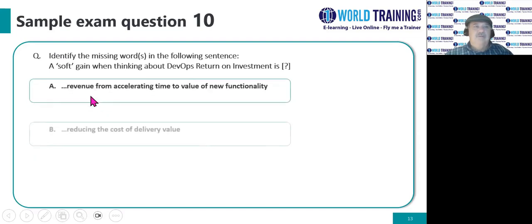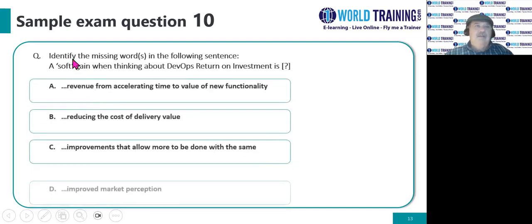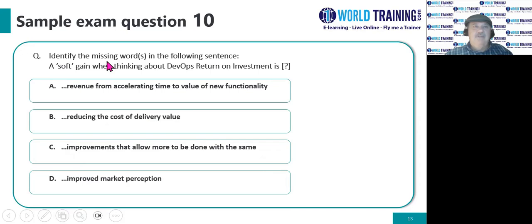Okay, let's do the next one, 10. Identify the missing words in the following sentence. A soft gain when thinking about DevOps return on investment is what? Revenue from accelerating time to value of new functionality. Okay, so this is the idea that you're going to get more revenue because you're able to produce more product, basically. And that, I think, is not so soft. So maybe that's not the best answer.